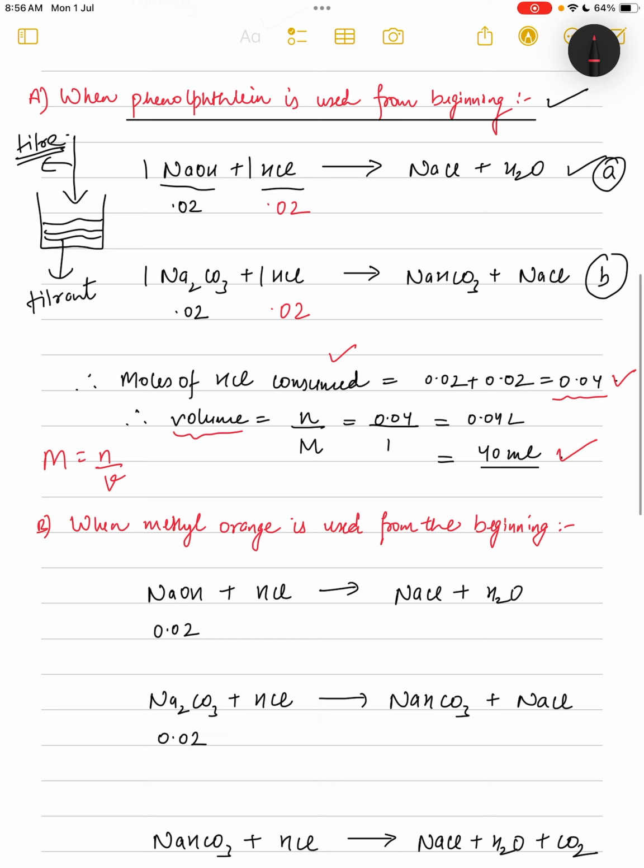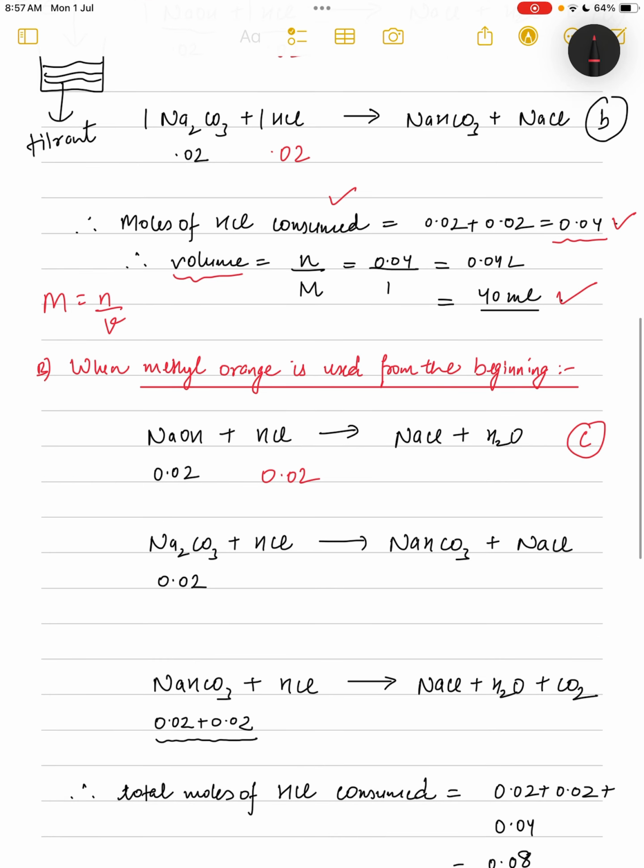Next, option B, or we can say the second method of titration, when we use methyl orange from the beginning. In this case, the first reaction occurs, the same reaction, NaOH plus HCl. Again the stoichiometry is 1 is to 1, so the amount of HCl consumed is 0.02. Next, Na2CO3 is consumed by HCl, so again 0.02 moles of HCl are consumed. But if you look at the NaHCO3 coefficient, sodium bicarbonate, it is also 1, 1 and 1. That means if 0.02 moles of Na2CO3 are consumed, 0.02 moles of NaHCO3 are produced, right?